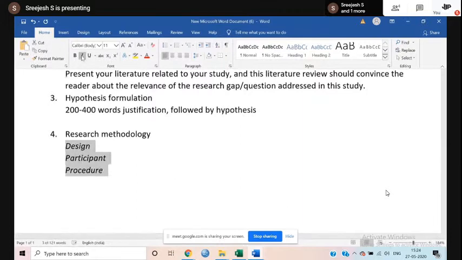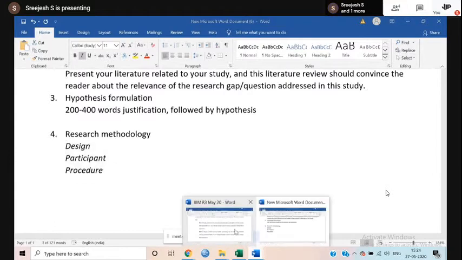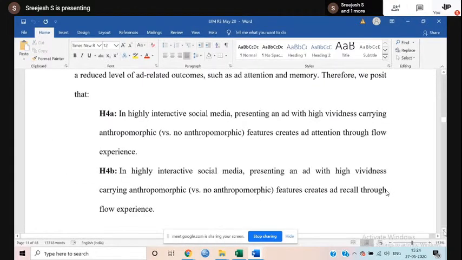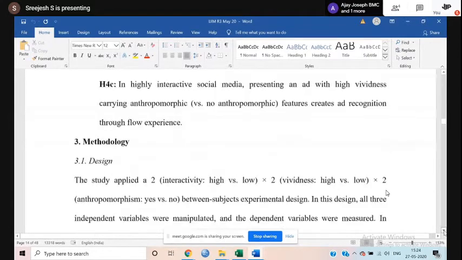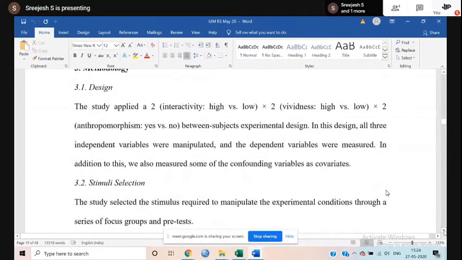So in your research methodology, you need to substantiate what kind of design you are applying, whether it is an experimental design, a cross-sectional study or a survey, what kind of participants, and what procedure you have applied. If you look at my paper, after hypothesis formulation, the methodology is an experimental design. Here I say what kind of design we have applied: it's a 2 into 2 into 2 experimental design.